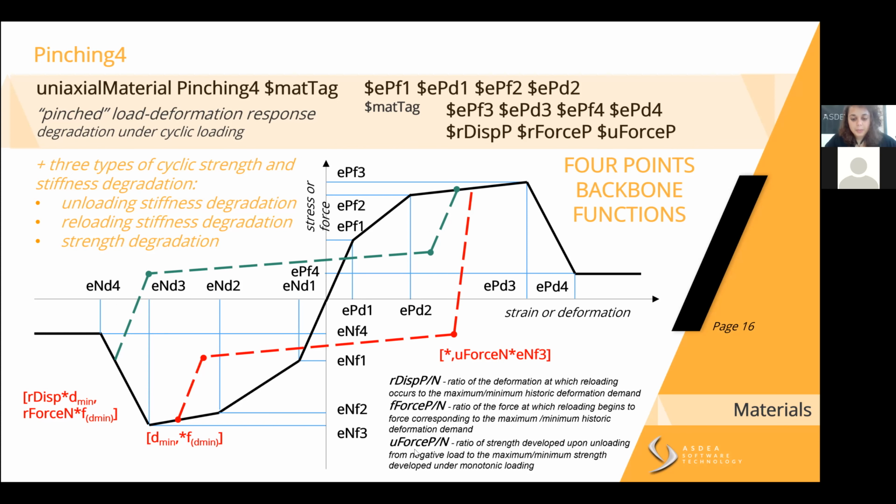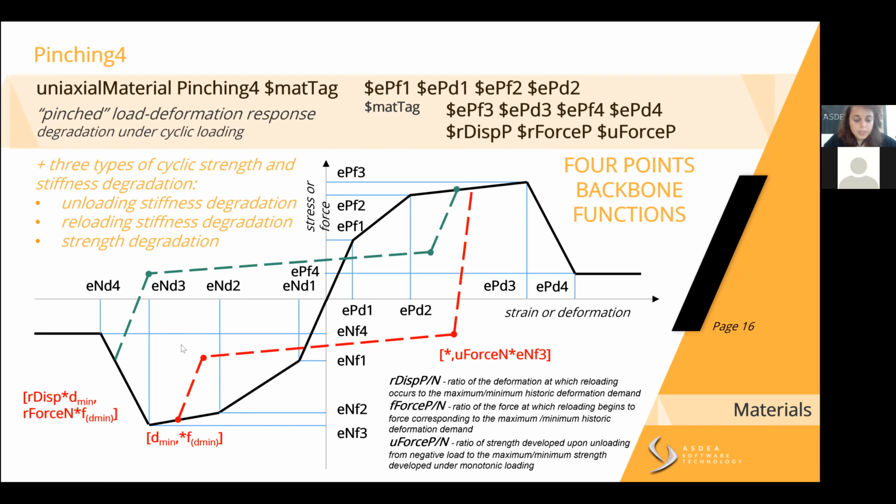You see, we have 3 parameters. So starting from the bottom, let's say from this point of the unloading branch, the y coordinate of this point has the U force P, U force N value. So the ratio of strength developed upon unloading from negative load to the minimum strength developed under monotonic loading, multiplied by the value of maximum strength that we reached in the negative quadrant. So it's like something that is scaled down from this point.